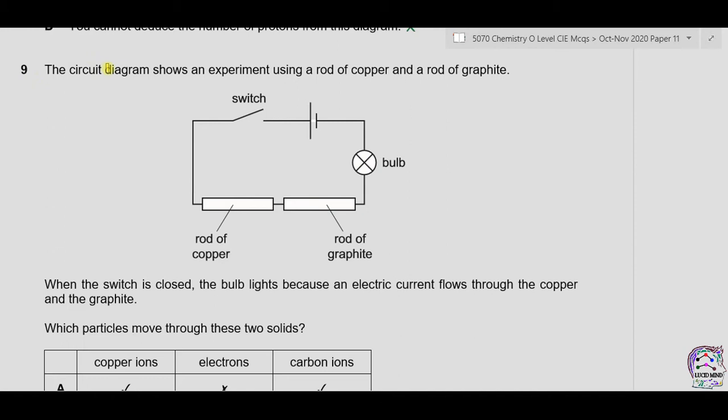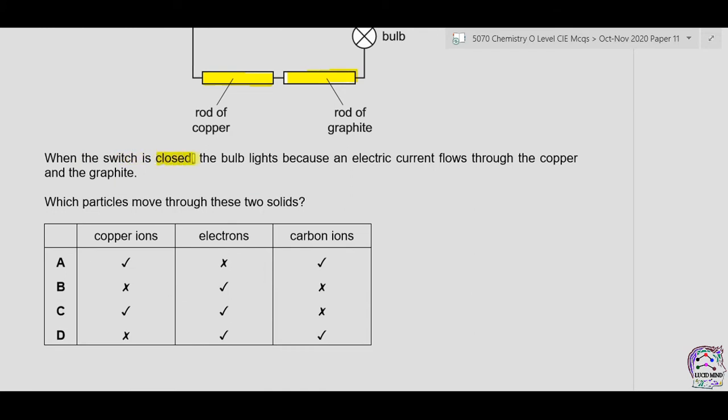Question number 9. The circuit diagram shows an experiment using a rod of copper and a rod of graphite. This is the rod of copper and this is the rod of graphite. When the switch is closed, the bulb lights because an electric current flows through the copper and the graphite, which particles move through these two solids.